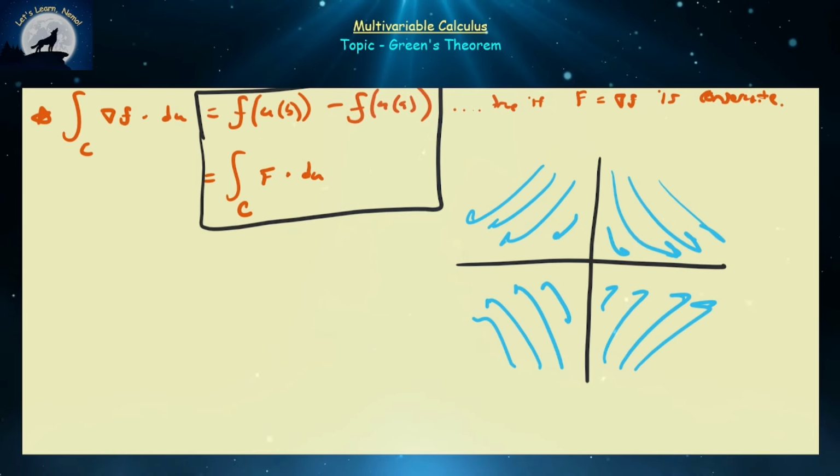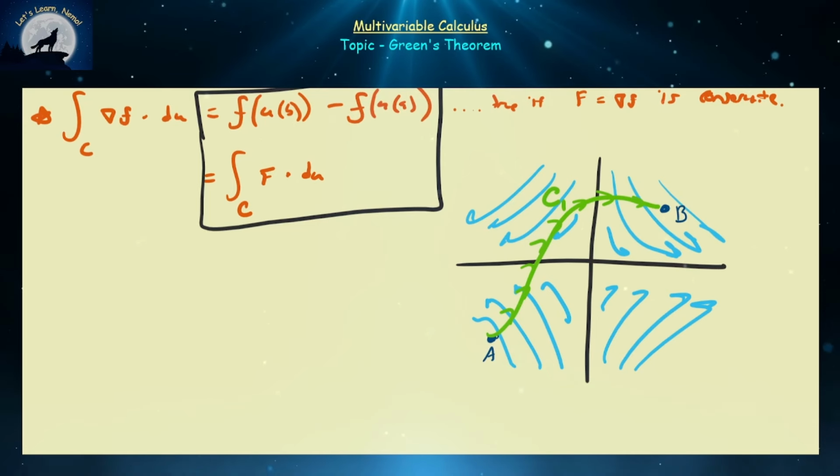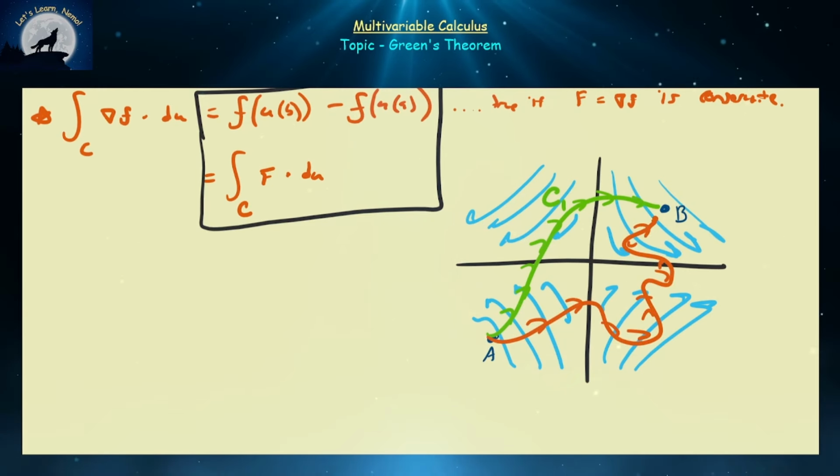So let's assume that we take 2 points. Let's assume we pick this point right here, A, and this point here, B. And let's connect these 2 points, A and B, with some path. Let's assume that this is C1. And we could take the line integral of this vector field along C1. And we can also evaluate this line integral over this path right here, and we can call it C2.